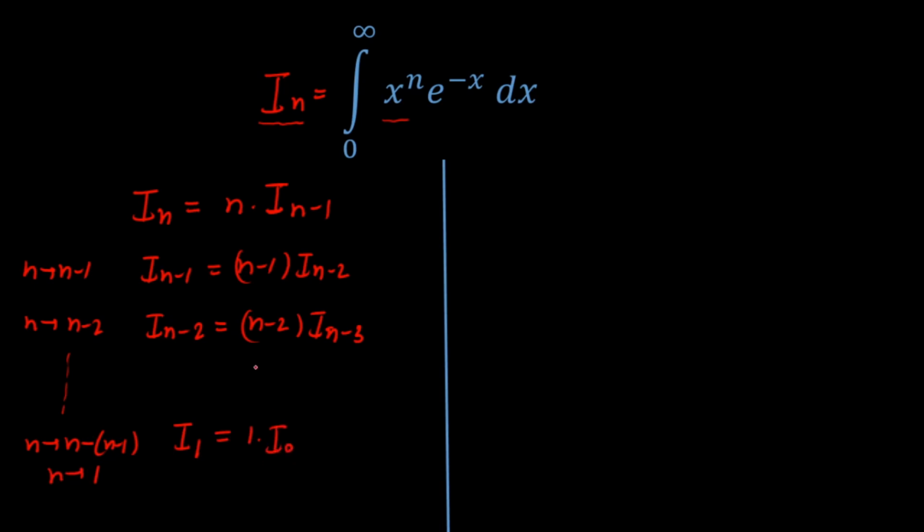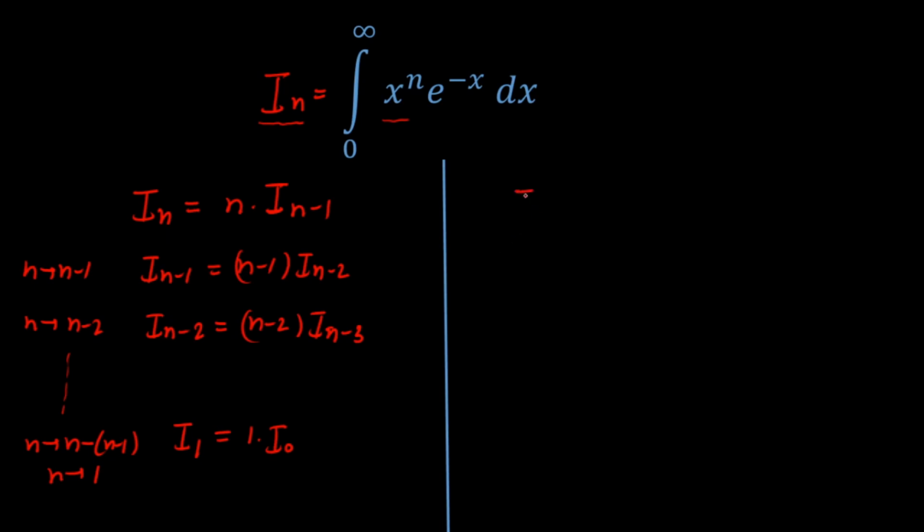Now you're wondering why I'm doing this. See here, initially I told you if I remove x raised to power of n here, I can easily integrate, because the integration of e raised to power minus x is negative times e raised to power minus x. So for I naught I can easily calculate, and using this reduction formula, if I substitute the value back and forth, I'll get the value of I of n here.